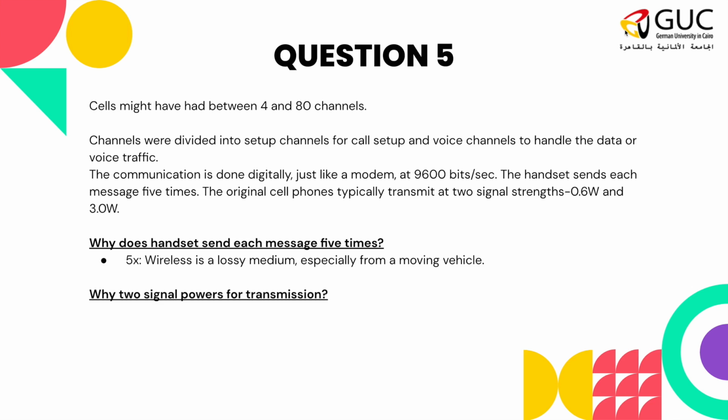The second question is, why 2 signal powers for transmission? Why can I transmit at 0.6 watt or at 3 watt? What is the difference? To preserve battery life depending on the distance to the cell or to the tower. So if I'm near the tower, I do not need to transmit at 3 watts. I will just transmit at 0.6 watts, which will preserve my battery life. Because as I told you, if you use higher energy for transmission, the battery life will be reduced. Therefore, if you are near the tower, why should I use a higher signal strength? Okay, I'm near the tower, so I should use a lower signal strength.